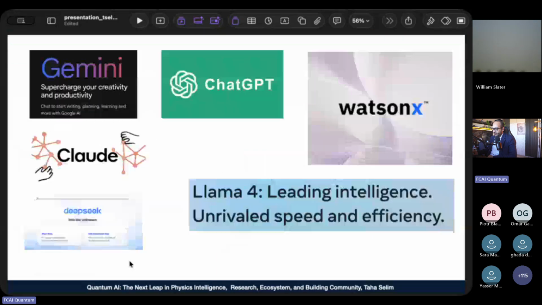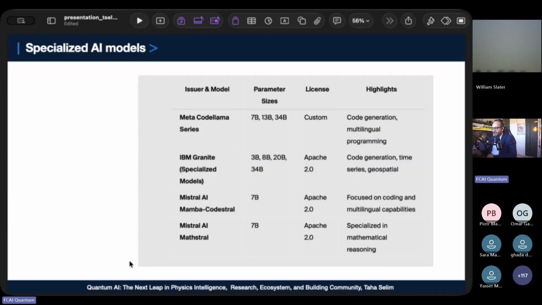Okay, now we see the boom that happens in AI in general. So we have several AI architectures around the world. AI is more mature now. We see all of these nice applications from Gemini, ChatGPT, Watson X, DeepSeek, Claude, and many more. So we see now AI as a mature technology, and the question becomes: how about quantum computing in general?